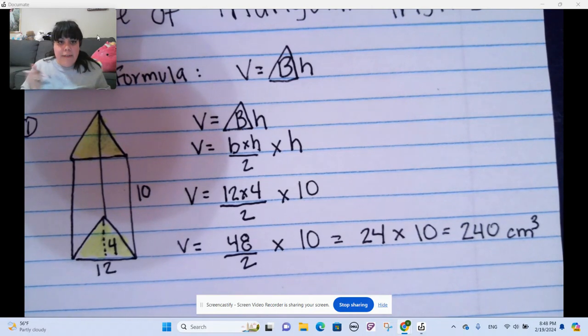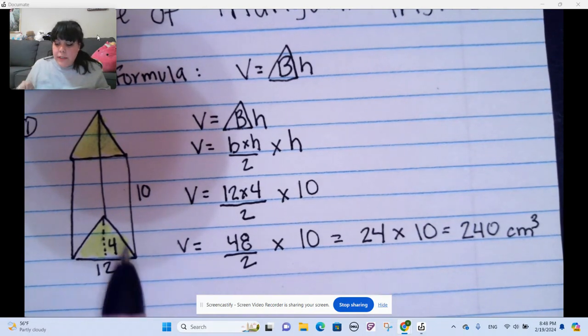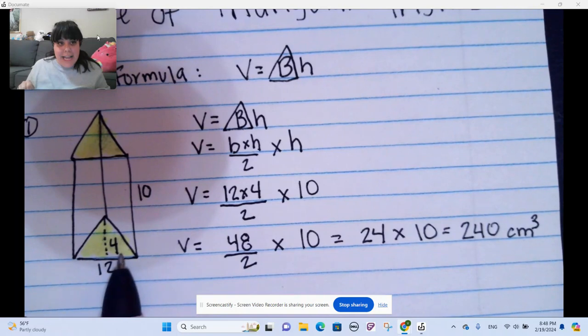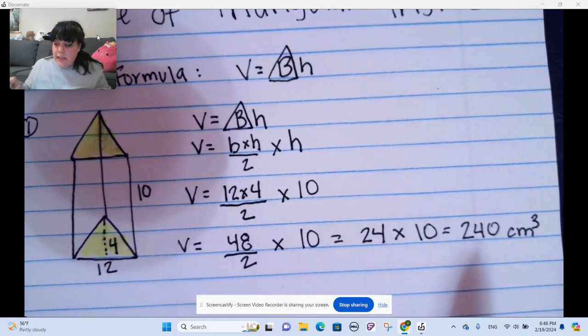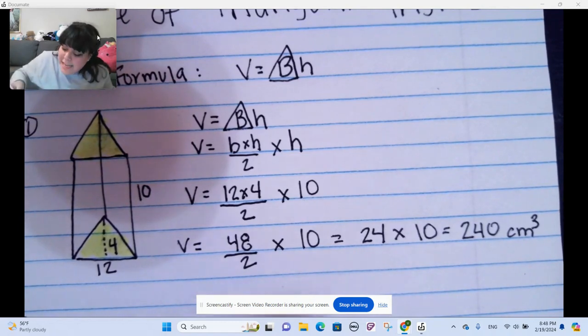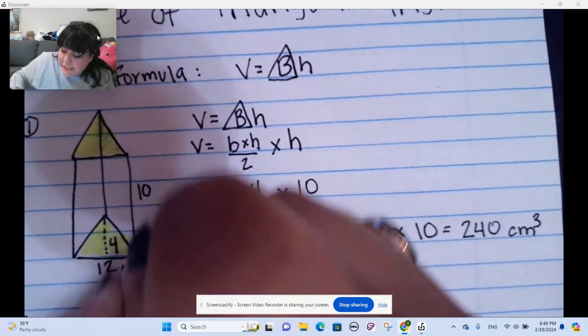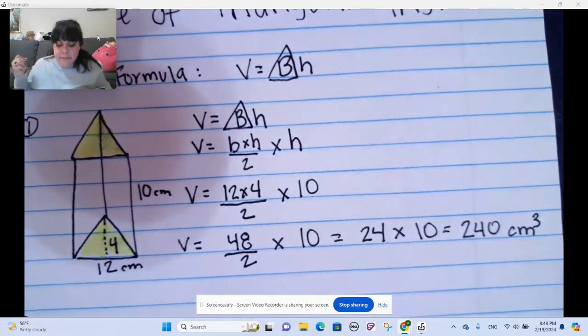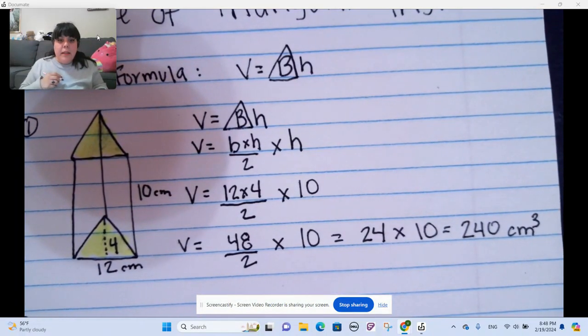240 centimeters cubed, because we're finding volume now, so we're going into cubes. So that's how you find the volume. So you're going to take the area of your base times your height and then cube your units. Well, I guess you would know they're centimeters, so let's add some centimeters into there. Okay. So that was number 1. So let's go to number 2.